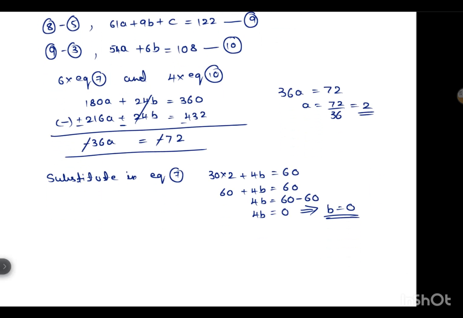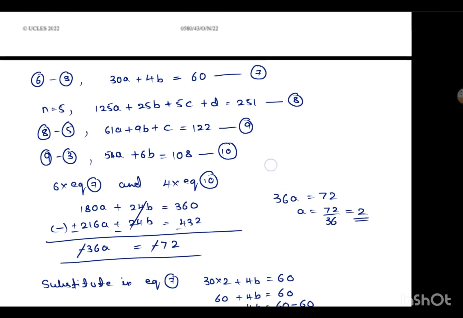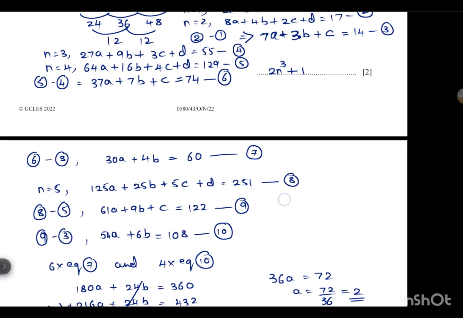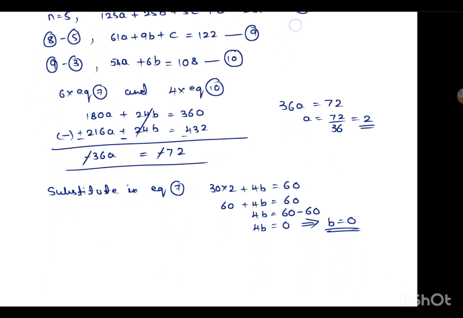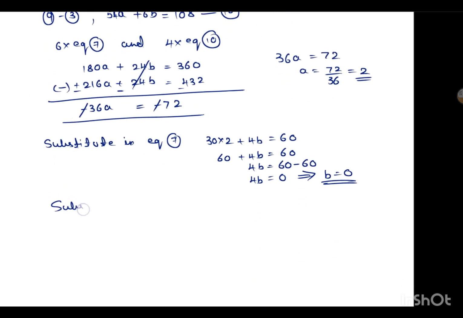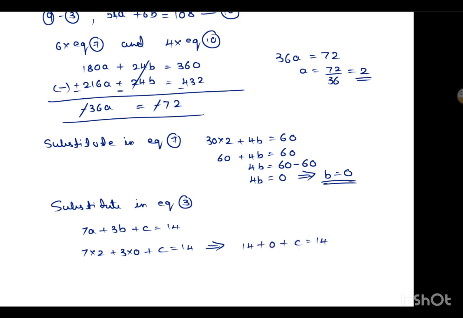Now using A and B, you will find out C. So take any of the easier equations where A, B, C are present. Let us take equation 3 only. 7A plus 3B plus C is equal to 14. So substitute: 7 into 2 plus 3 into 0 plus C is equal to 14, where 14 plus 0 plus C is equal to 14. C is equal to 14 minus 14, which is 0. We got A, we got B, we got C.